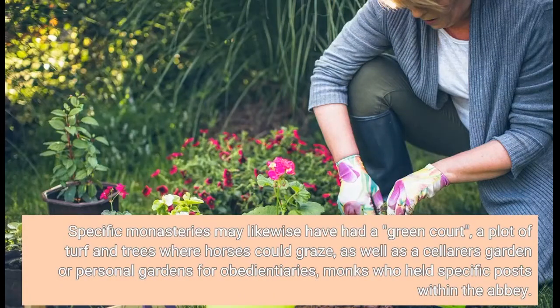Specific monasteries may likewise have had a green court, a plot of turf and trees where horses could graze, as well as a cellars garden or personal gardens for obedientiaries, monks who held specific posts within the abbey.